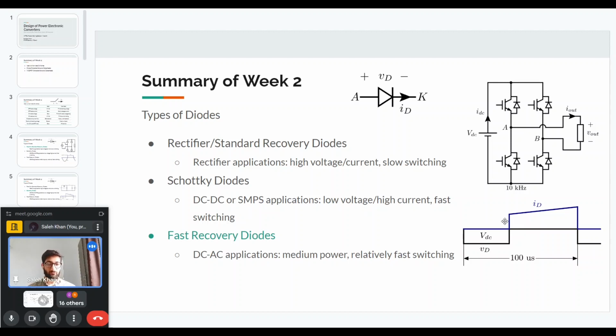So 1 kilohertz to 10 or 20 kilohertz. And in that case, we can use fast recovery diodes. So they do have a reverse recovery, but it is not as significant as rectifier diodes or standard recovery diodes. So these are the three types of diodes that were mentioned in the lectures.